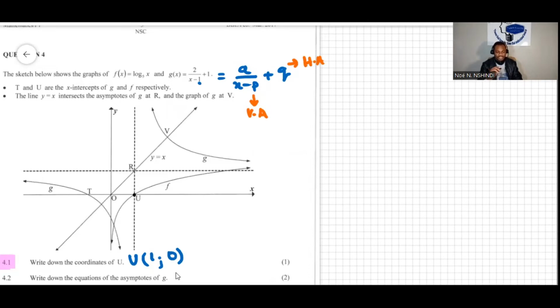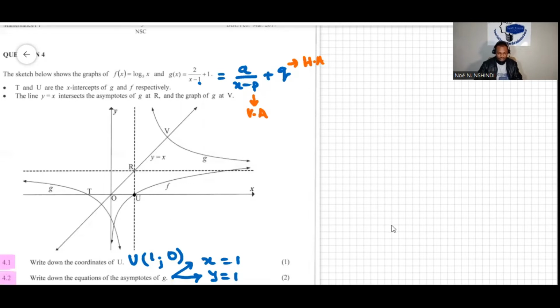4.2 says write down the equation of the asymptotes of g. Now the asymptotes of g, there are two asymptotes. The first one, the equation will be given by x equal to 1, and the other asymptote, the horizontal asymptote, is cut over here, so we can just see the horizontal asymptote is also 1. That's the q, so plus 1. So the horizontal asymptote is y equal to 1. Now that was question 4.2.